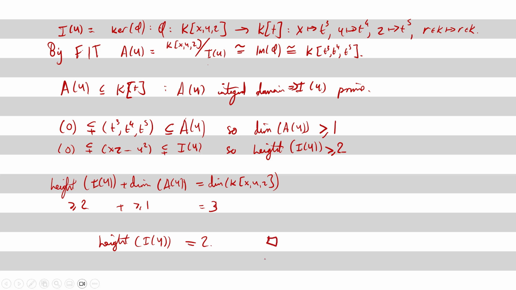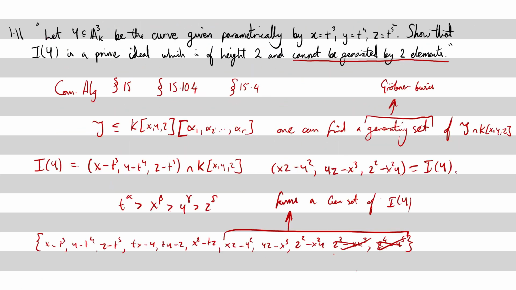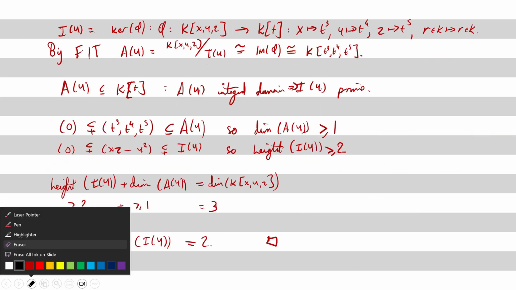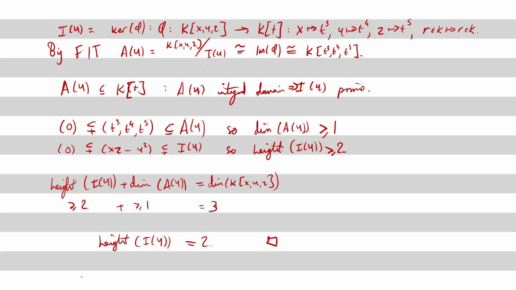Therefore, we are done because we have shown that I of y is a prime ideal which is of height 2 and cannot be generated by 2 elements. Therefore, what was to be demonstrated has been.